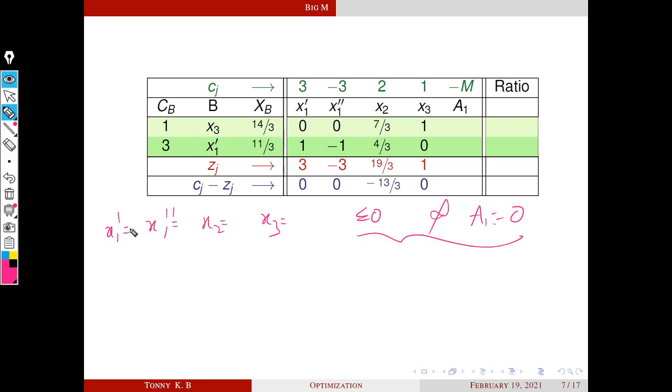What about x1 dash? 11 by 3. This one? 0, 0, 0, 14 by 3. Okay. So our decision variables are x1, x2 and x3. We can easily find x1. We know that x1 is equal to x1 dash minus x1 double dash. So that is 11 by 3 minus 0. So that is 11 by 3.